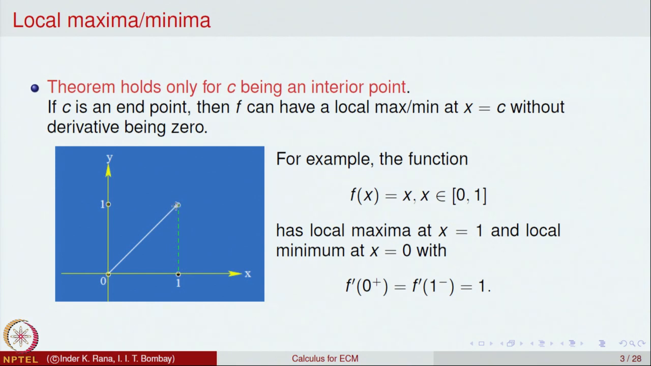But if I look at the derivative of this function, at 1 the only possibility is the derivative from the left side, and at 0 the only possibility is the rate of change of the function from the right side. Both are equal to 1. So, the derivative is not equal to 0. So, the condition that the derivative at a point of local maxima or minima should be 0 is valid when the point we are analyzing is in an open interval. So, that was the second observation we wanted to point out.